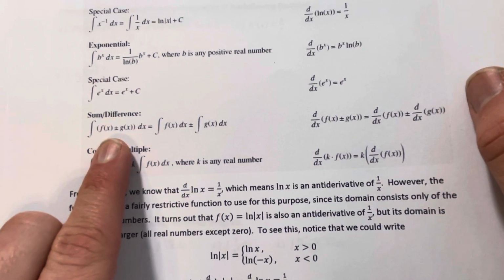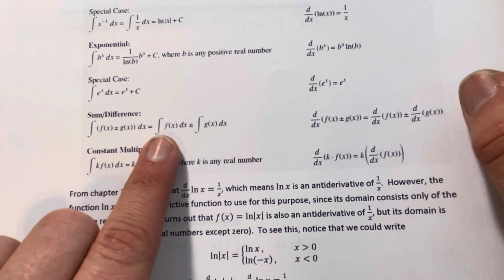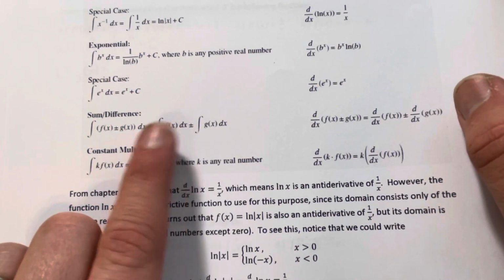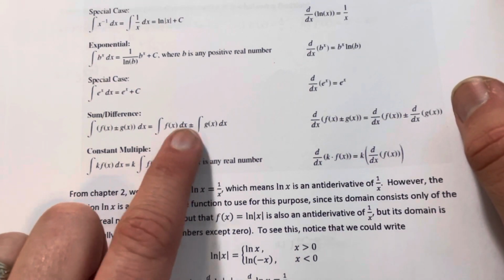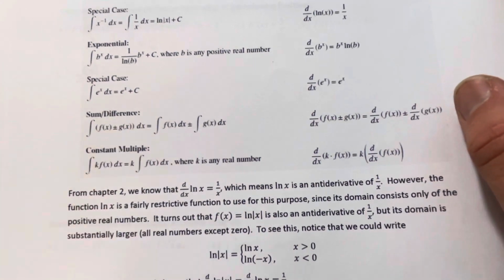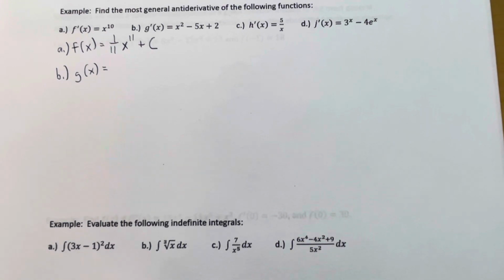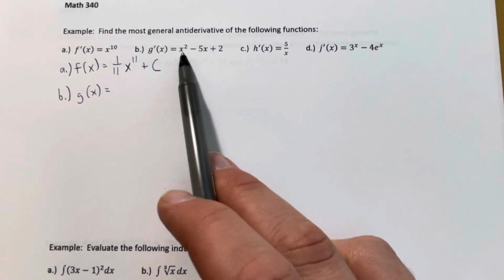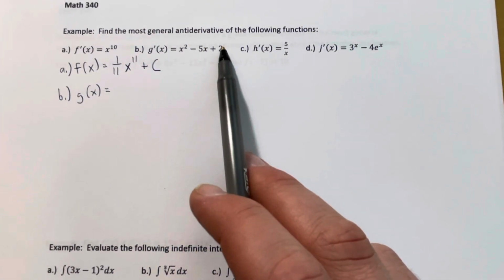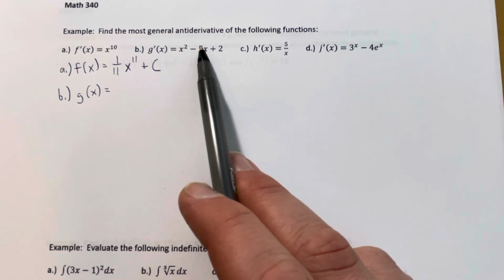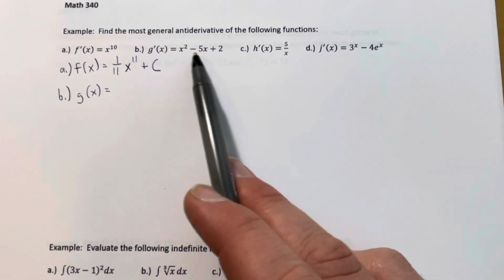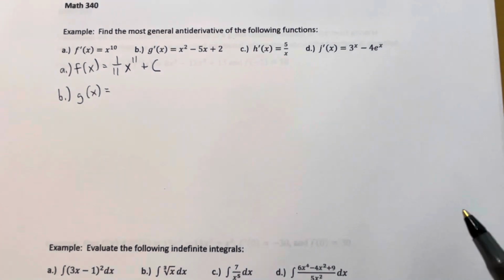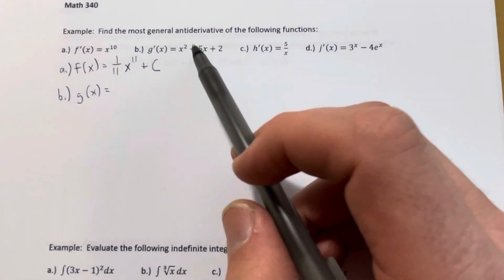So if you want to take the antiderivative of a sum or difference of functions, you just take the antiderivative of each one independently and then add or subtract the results depending on what operation was used. Basically, if I think of this as a function that has 3 terms, I can take the antiderivative of each term independently and just keep the minuses and pluses where they are. So here's what that would look like.